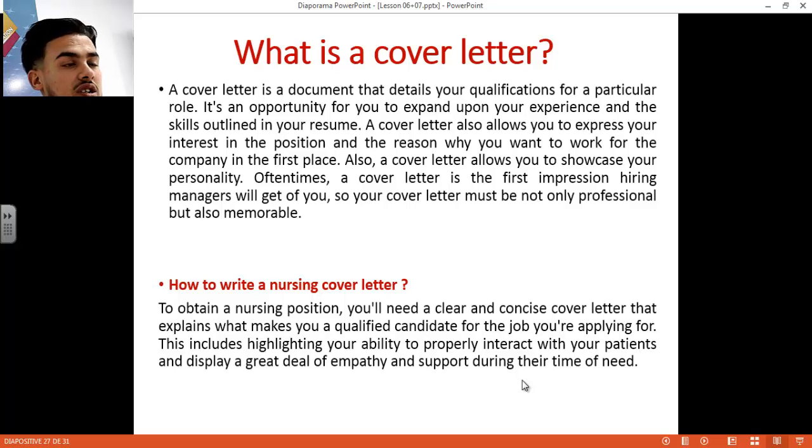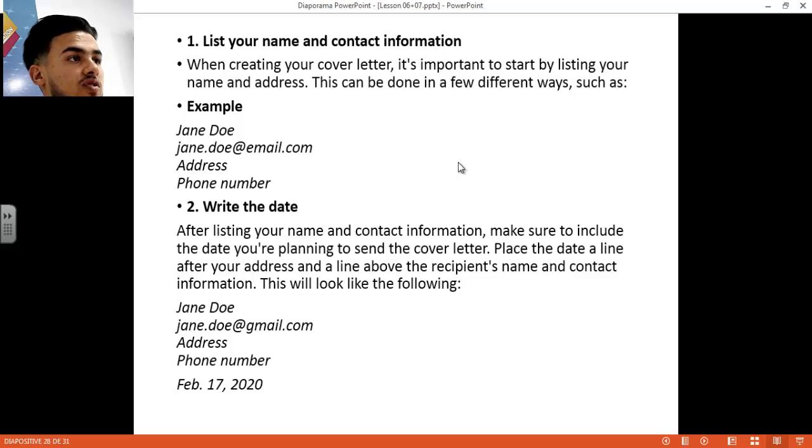Moving now to the techniques followed to write a good cover letter. First, we have to list our names and contact information. When creating your cover letter, it is important to start by listing your name and address. This can be done in a few different ways. Here we have the example, Jane Doe, the email address, then the address, and the phone number. So here we put all our details.